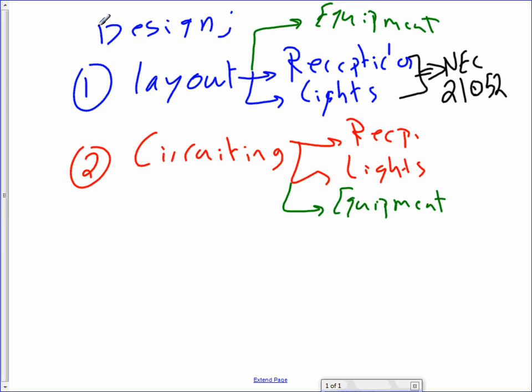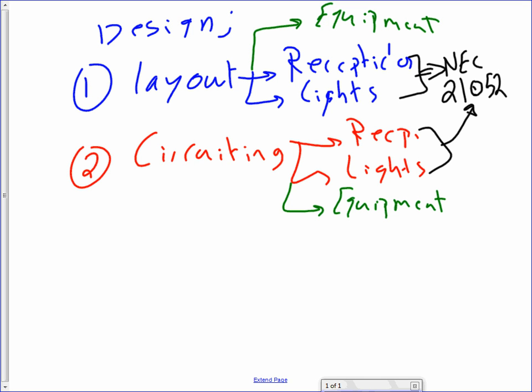210.52 gives you all the rules that you need to lay out receptacle outlets and lighting outlets in a dwelling, as well as circuiting. So when it comes to circuiting the receptacles and the lights, 210.52 has all the information that you need.